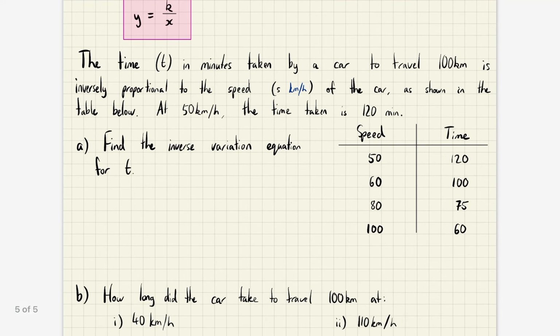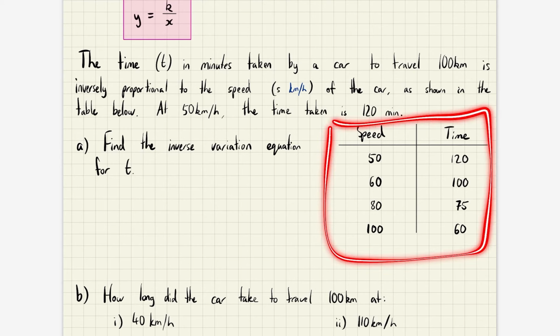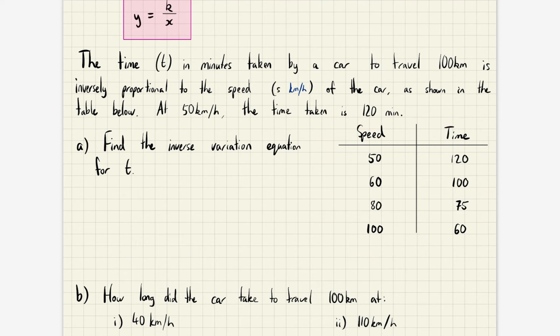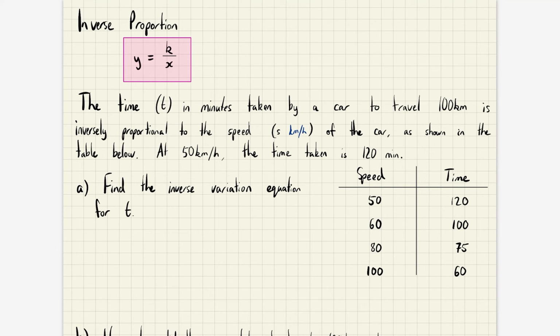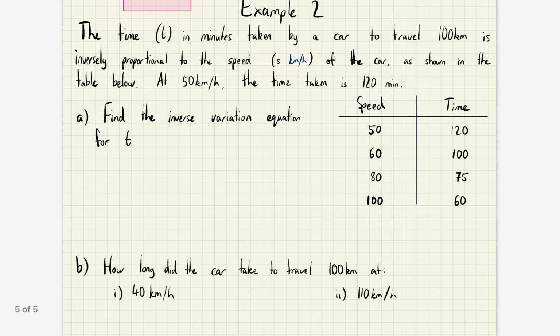So for inverse proportion, we've got our second example here. The time t in minutes taken by a car to travel 100 kilometers is inversely proportional to the speed s in kilometers per hour of the car, as shown in the table below. At 50 kilometers an hour, the time taken is 120 minutes. So here's the 50 kilometers an hour, 120 minutes. I will just quickly add that this is example 2, because I didn't include it at the beginning.